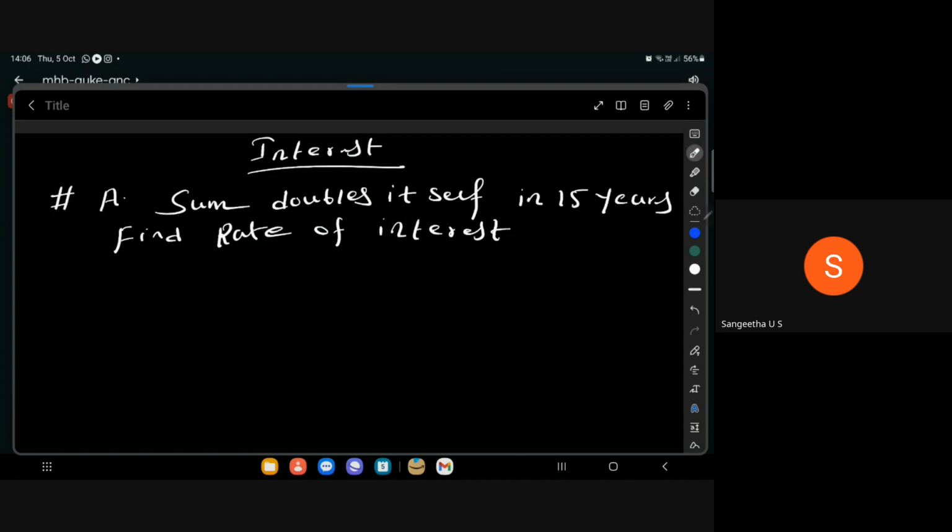Means some amount of money is getting doubled in 15 years. So what will be the rate of interest? It can get doubled in 10 years also, anything. So this kind of questions generally used to ask. This is a single line question, but having all the information in it. You have to find the rate.